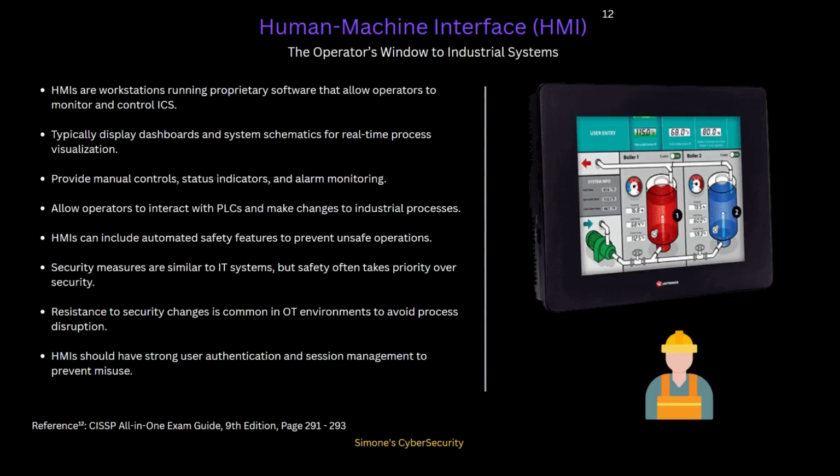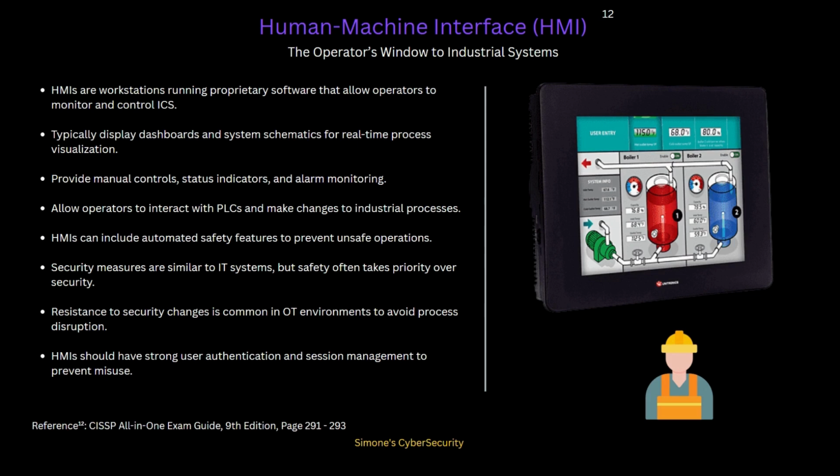Now let's talk about a human machine interface, or HMI. As the name suggests, it's an interface that allows a human to talk with the machine. An HMI is essentially the operator's window into an industrial control system. Using the HMI, the operator can control, manage, and monitor the industrial control systems that are put in place to automate the physical processes.